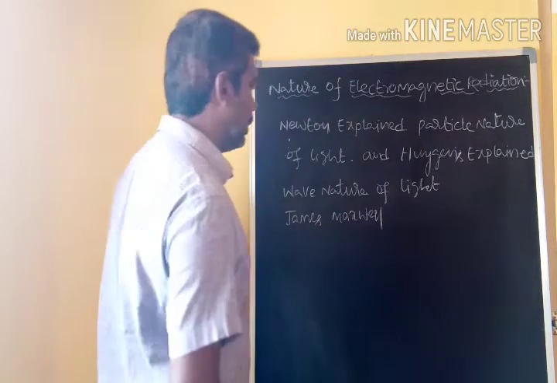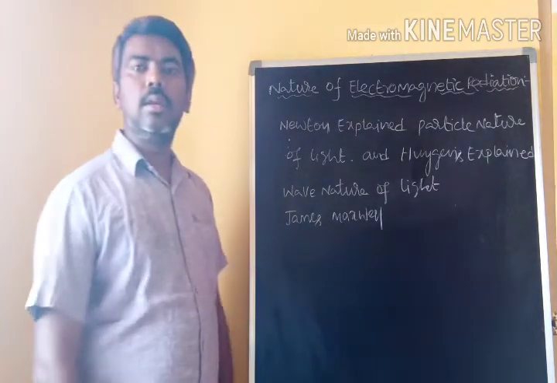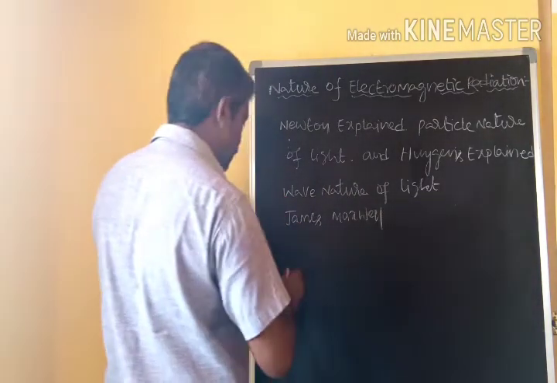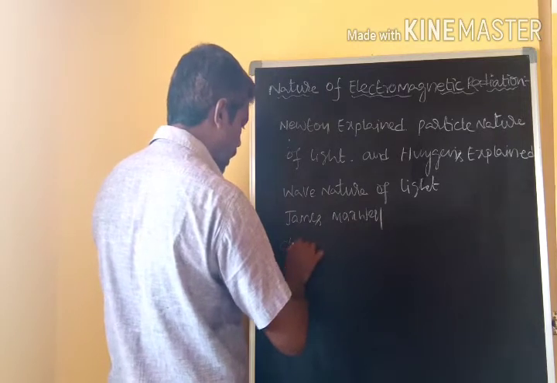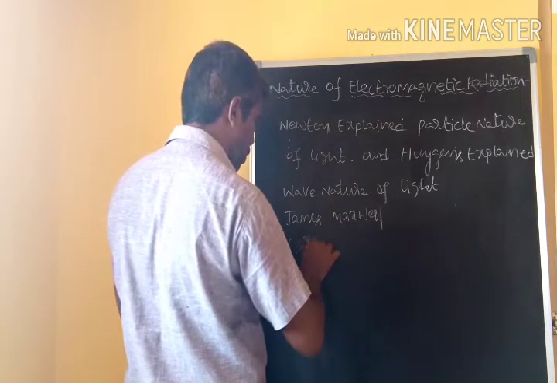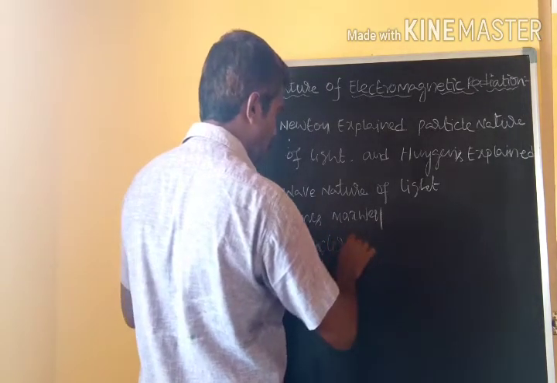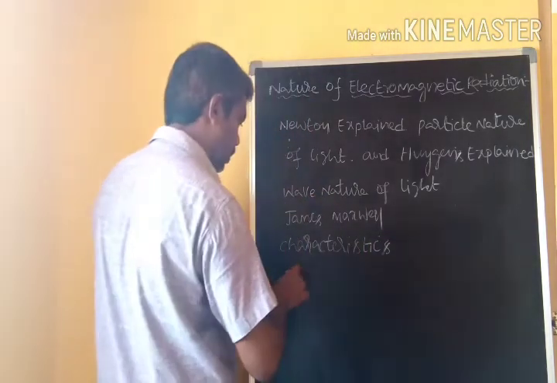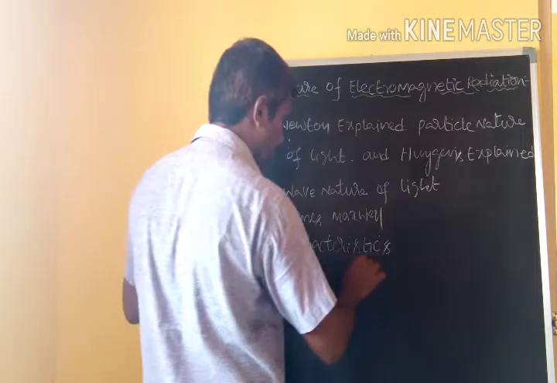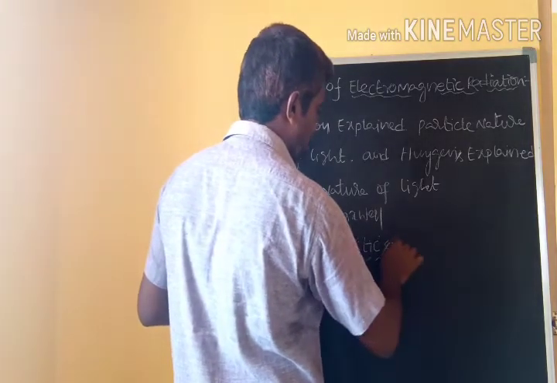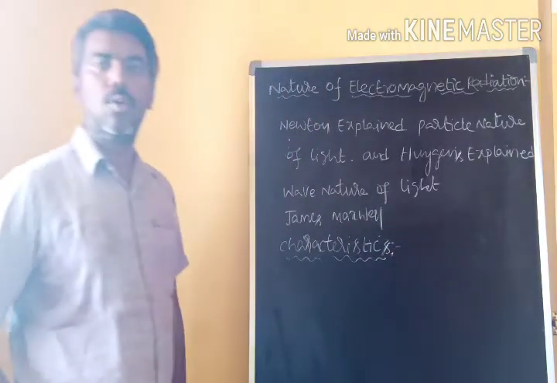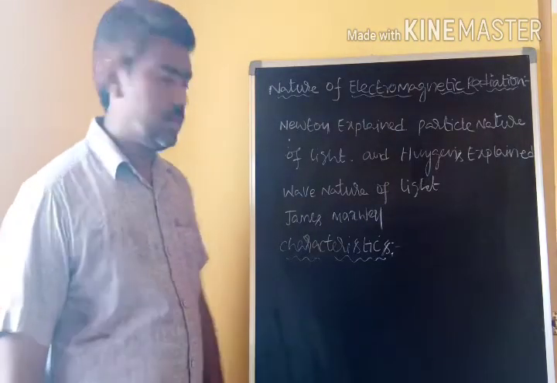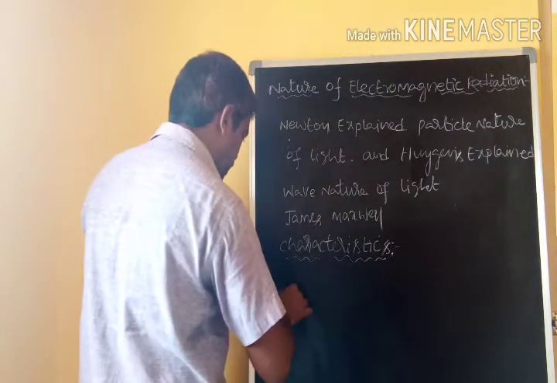James Maxwell explained the nature of electromagnetic radiation. Then what are the characteristics of electromagnetic radiation?